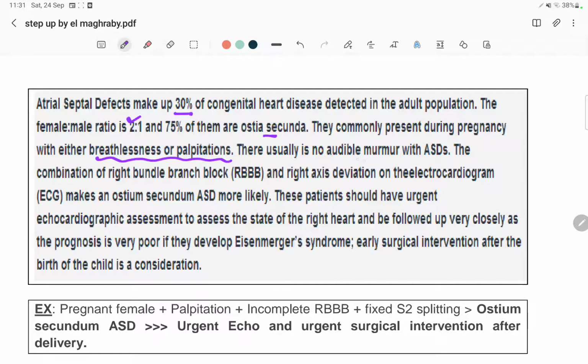There is usually no audible murmur with ASD. The combination of right bundle branch block and right axis deviation on the ECG may cause suspicion. The patient should have an urgent echocardiographic assessment to assess the state of the right heart and be followed up very closely. The prognosis is very poor if they develop Eisenmenger syndrome. Early surgical intervention should be considered after the birth of the child. Pregnant female with palpitation, incomplete RBBB, fixed splitting, ostium secundum ASD: urgent echo and urgent surgical intervention after the delivery.